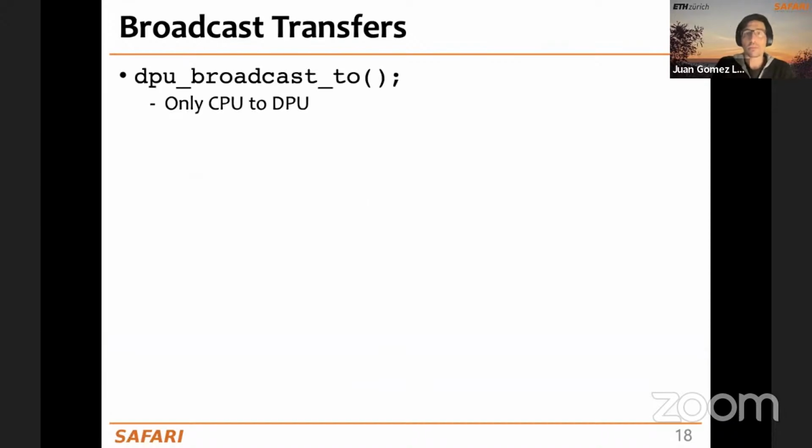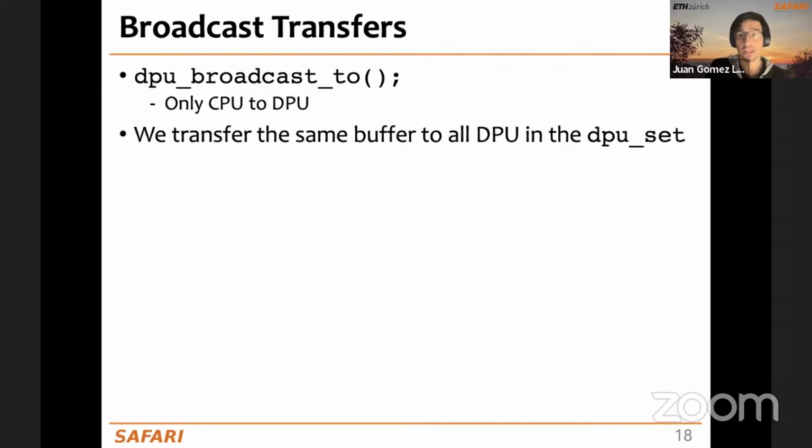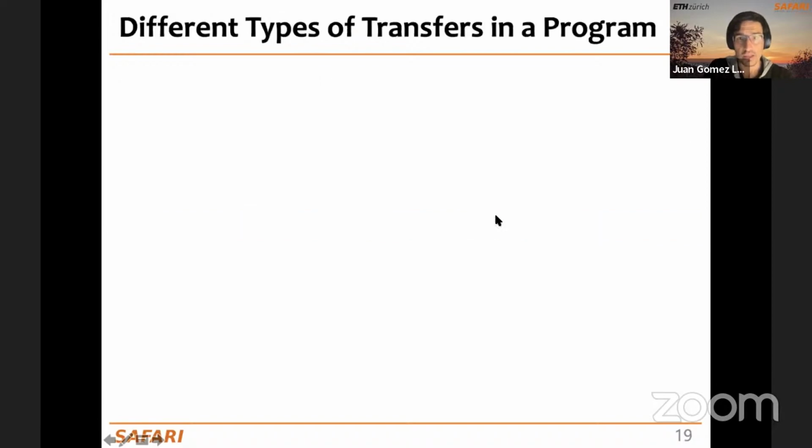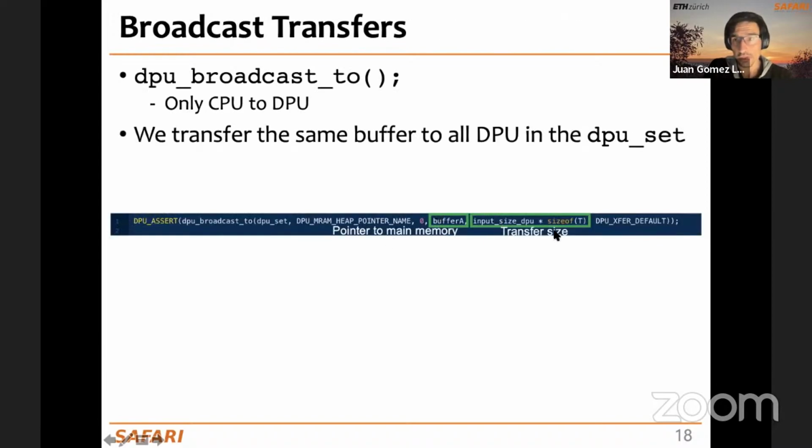And finally, we have the broadcast transfers. They are only from CPU to DPU. And in this case, we transfer exactly the same buffer to all DPUs in the DPU set. As you can see, the syntax is pretty simple in this case, at least as compared to the parallel transfers. We need a pointer to the main memory. In this case, it is this buffer A. We need to define the transfer size, and that's all. Because this whole buffer is going to be copied to the MRAM of all the DPUs in this DPU set.